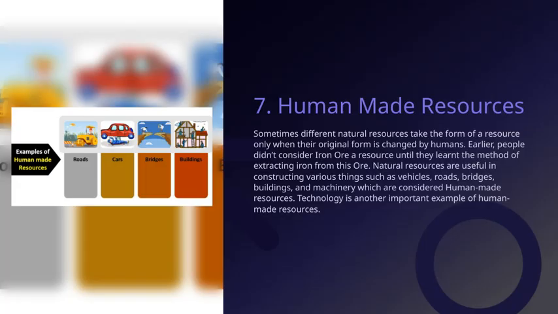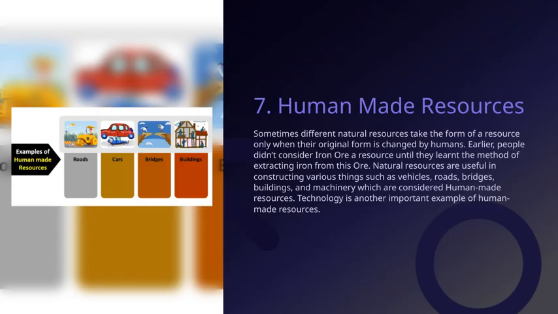Now, let's talk about human-made resources. Sometimes, what we consider a resource only becomes useful once humans change its form. For example, in the past, iron ore wasn't seen as a resource because we didn't know how to extract iron from it. But once we learned that process, iron ore became incredibly valuable. This highlights an important point. Natural resources often need human intervention to become truly useful.